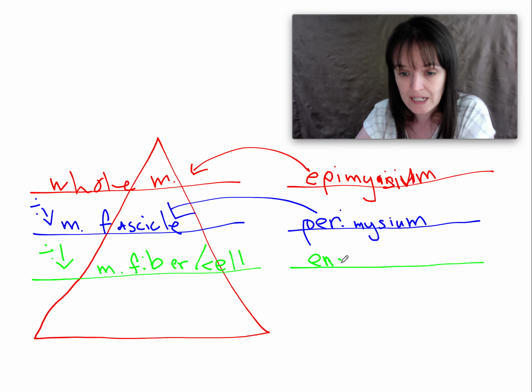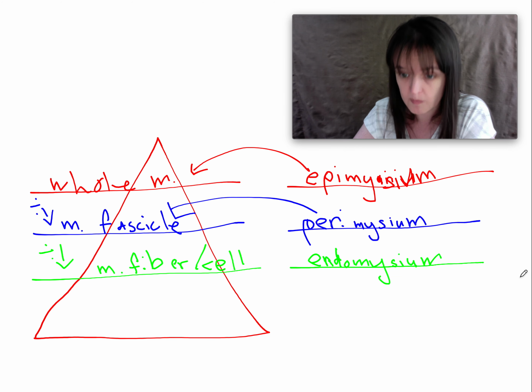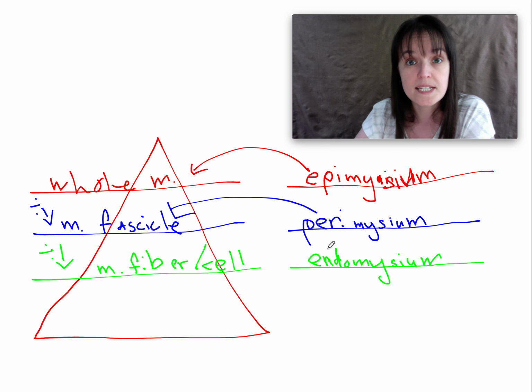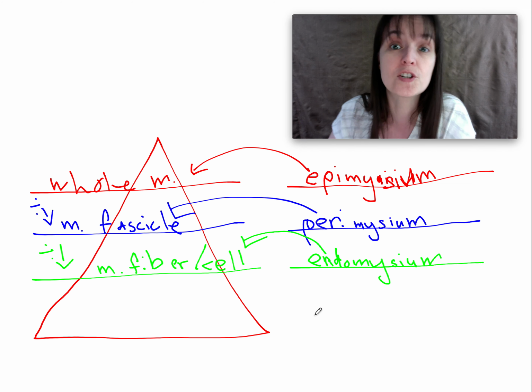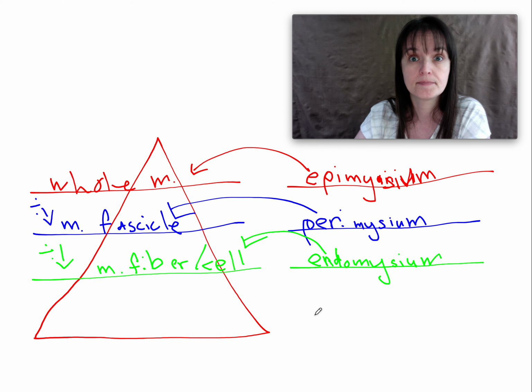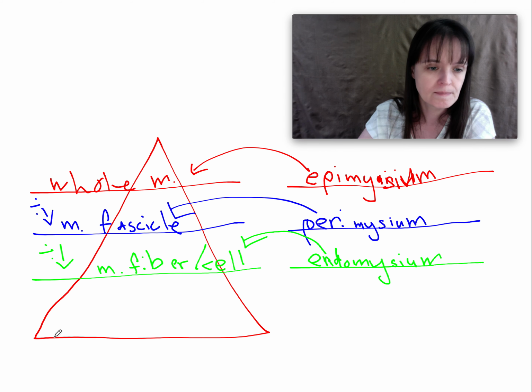Endomysium. Okay, so endomysium is a connective tissue that surrounds and electrically isolates each and every single muscle fiber, muscle cell in your entire body. Lots of endomysium. Okay.